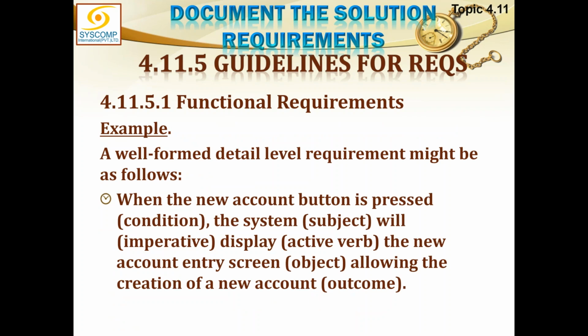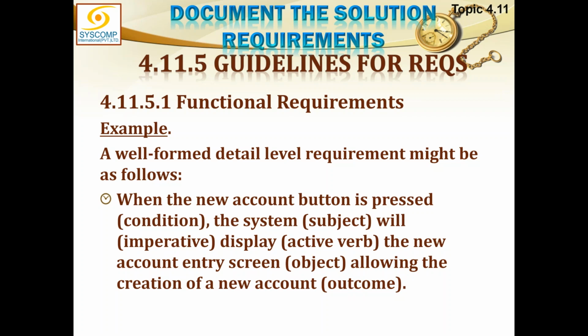A well-formed, detail-level requirement might be as follows. For example, when the new account button is pressed, this is the condition. The system, which is the subject, will, shows the order, the imperative. The system will display, which is the active verb, the new account entry screen, which is another object, allowing the creation of a new account, and that is the outcome. So you see, we have condition, subject, imperative, active verb, object, and outcome all in one statement.